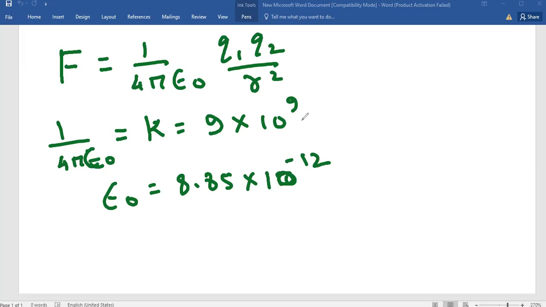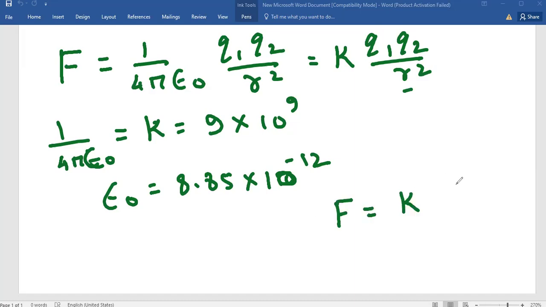Henceforth, we will simply take 1 by 4 pi epsilon naught as K. So we can say that force of attraction or repulsion between the two charges is given by K Q1 Q2 by R squared. If you increase the magnitude of any of the charges or both, this electrostatic force will increase. Similarly, if you increase the distance between them, this electrostatic force magnitude will decrease. So this is one important formula, and it is called Coulomb's law. F is equal to K Q1 Q2 by R squared.